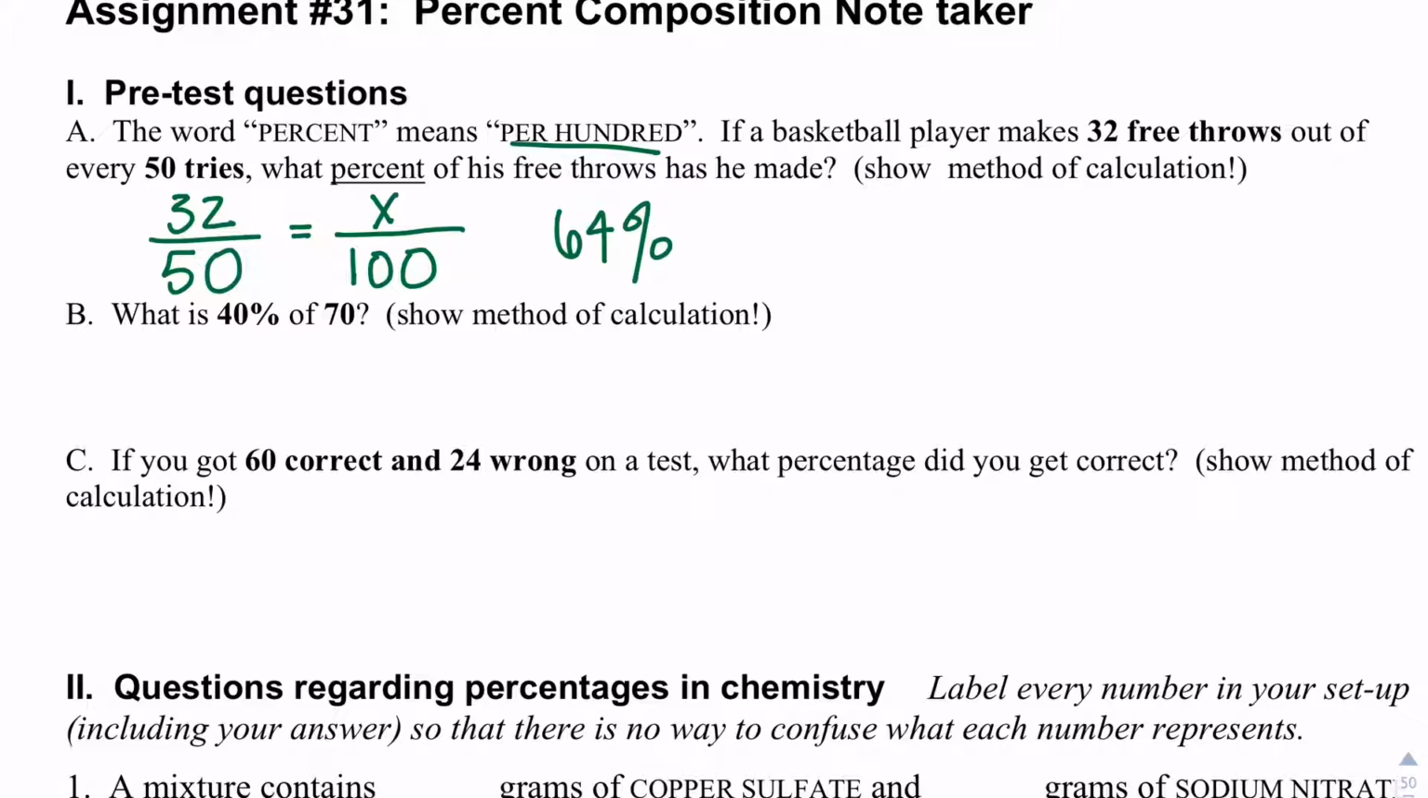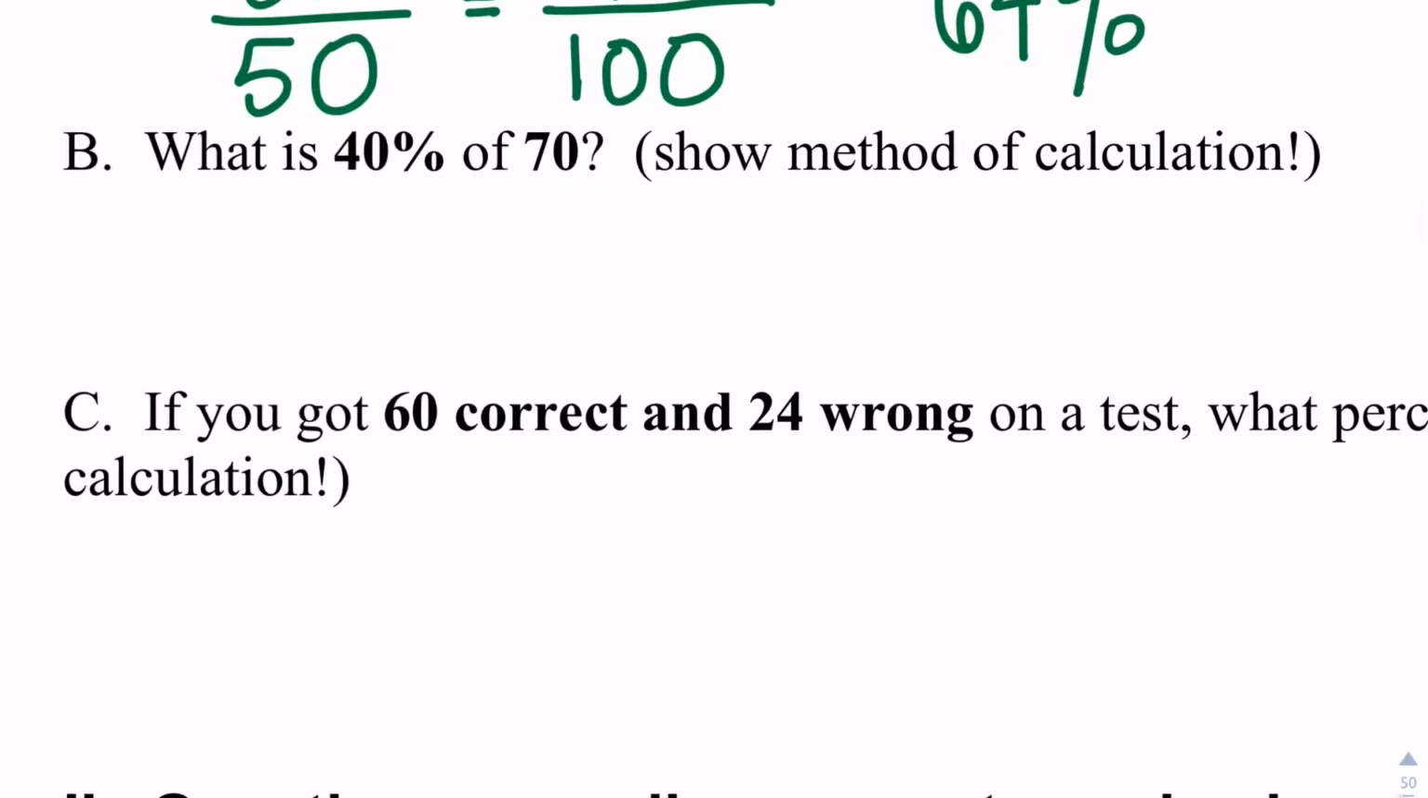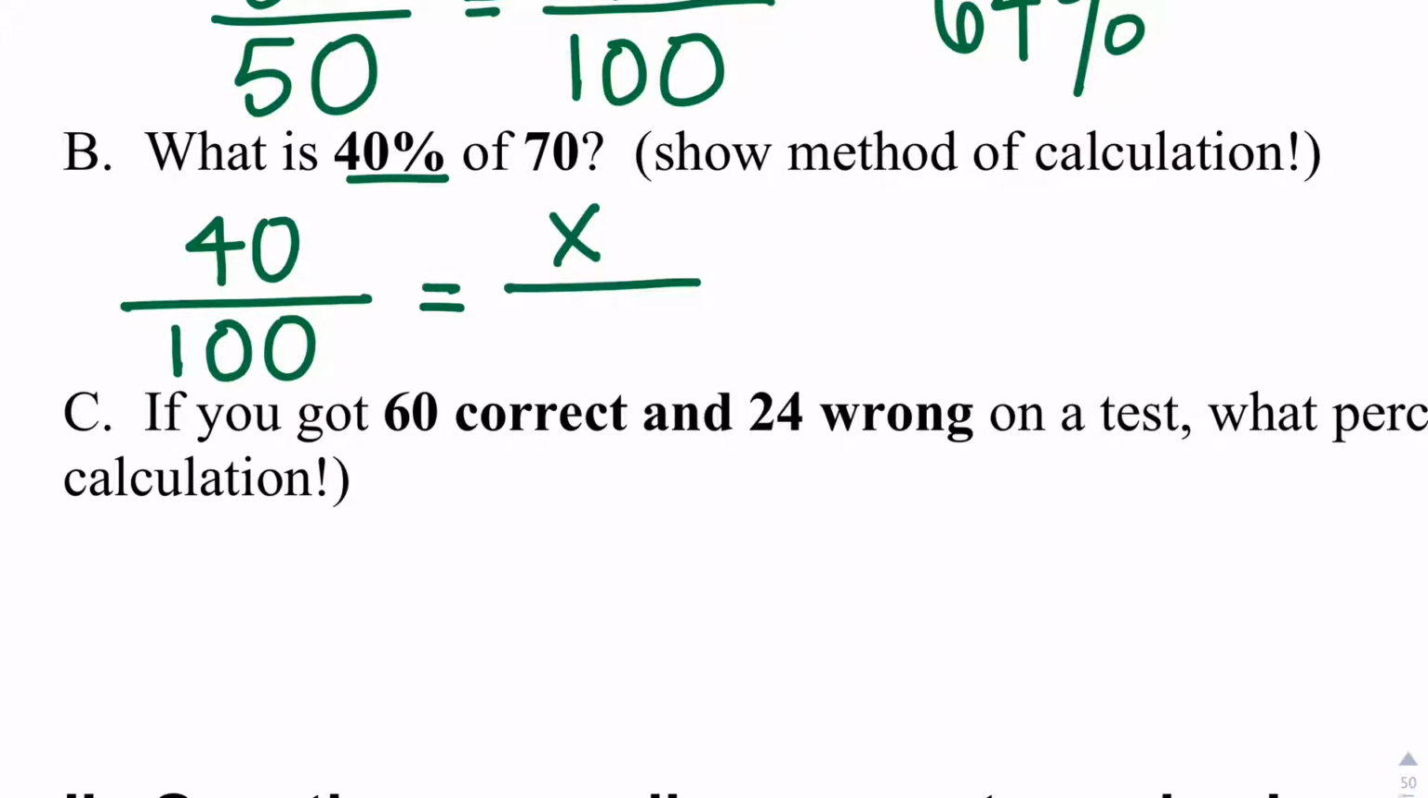Let's look at B. What is 40% of 70? Again, we can think of 40% as 40 out of 100. And what we're trying to figure out is how many would that be out of 70? So we're setting up a proportion here. It's 40 out of 100 here. How many would it be out of 70? So we divide 40 by 100 and multiply by 70. We're doing cross multiplication. We end up with 28. These are the same proportionally. 40 out of 100 is the same as 28 out of 70.